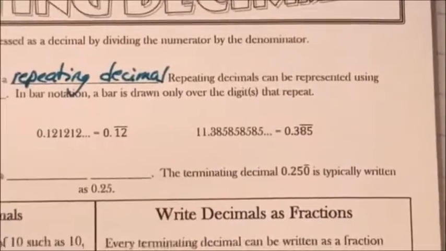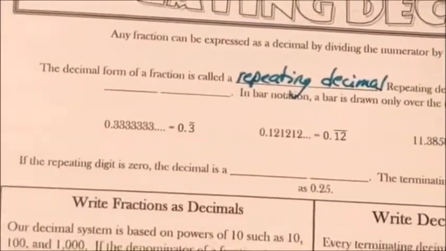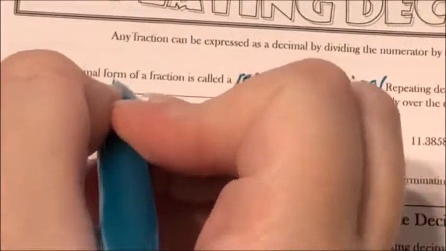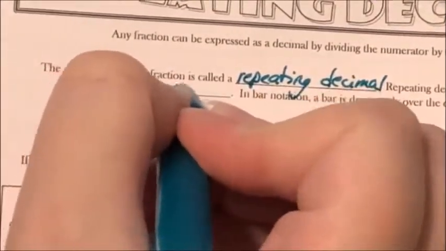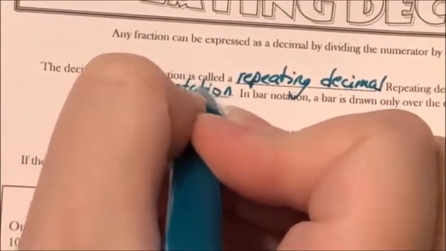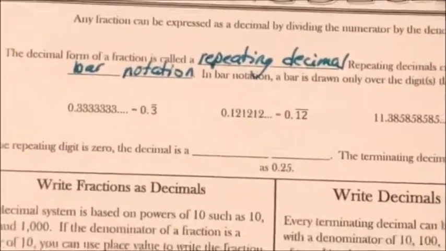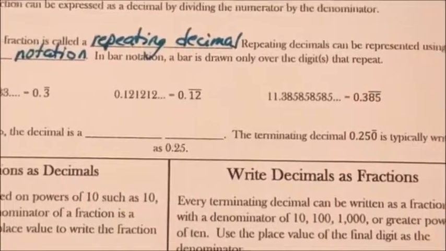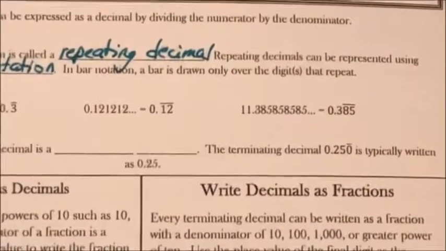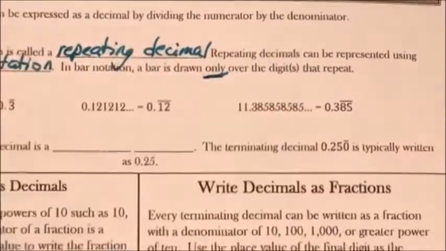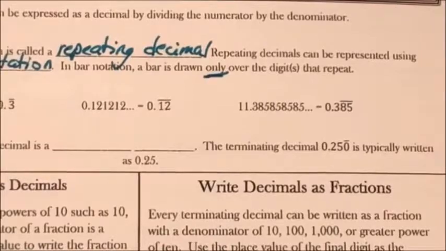Repeating decimals can be represented using blank blank. In those two blanks, you're going to write bar notation. Okay, so bar notation. In bar notation, a bar is drawn only over the digit or digits that repeat. So only over what repeats. That's very important. Don't draw the bar over something that doesn't repeat.